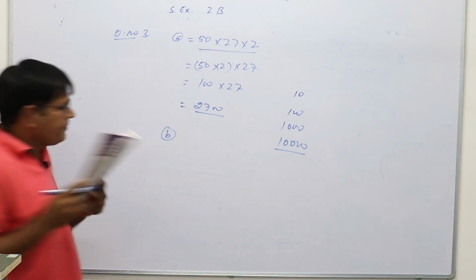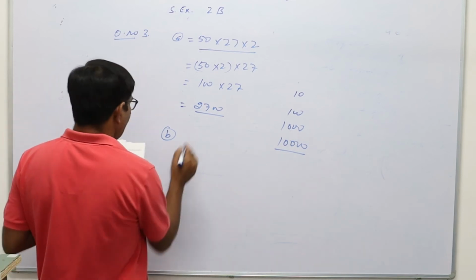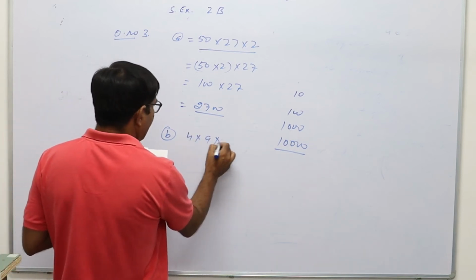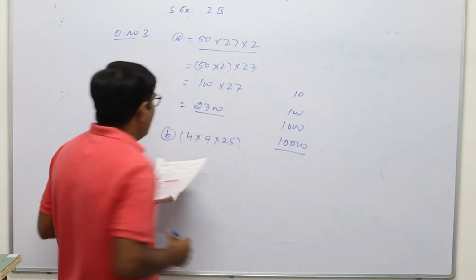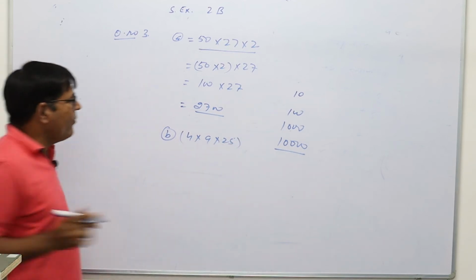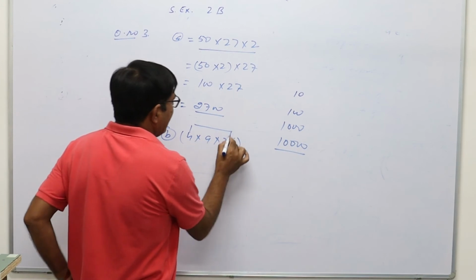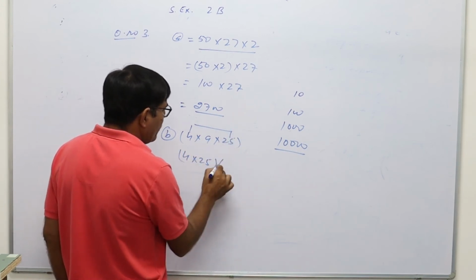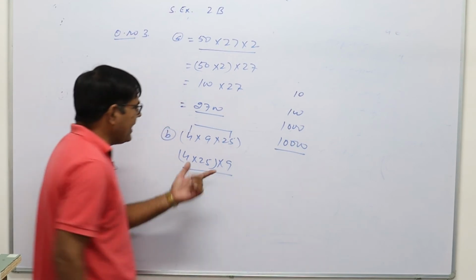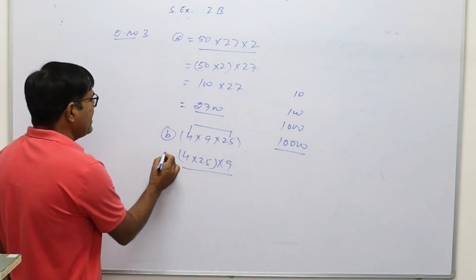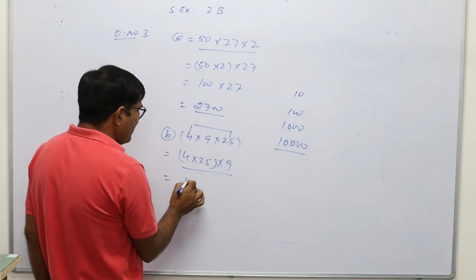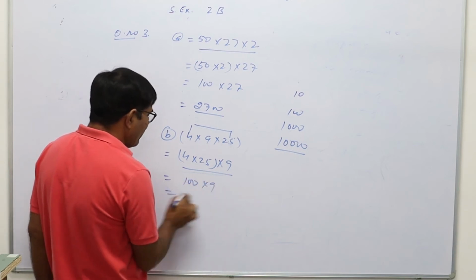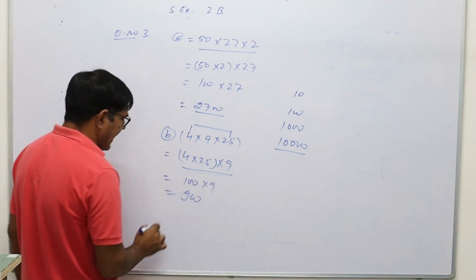Then second question is 4 into 9 into 25. How can we multiply? If I take 4 and 25 together, then 4 into 25 into 9 by associative property. In this way we can write. Now 4 into 25 is 100 into 9. So it will be equal to 900.